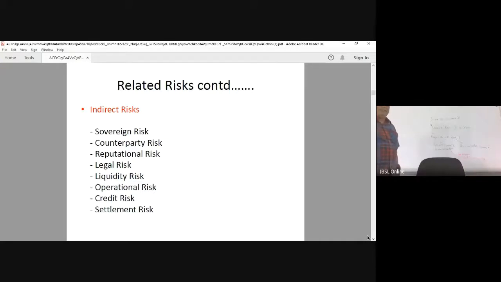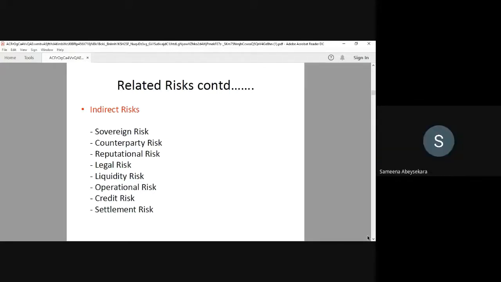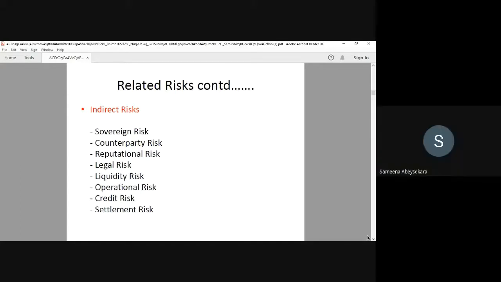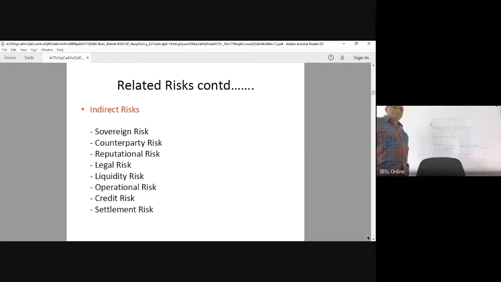Sorry, availability: any bank in Colombo, any bank in Colombo, any bank.